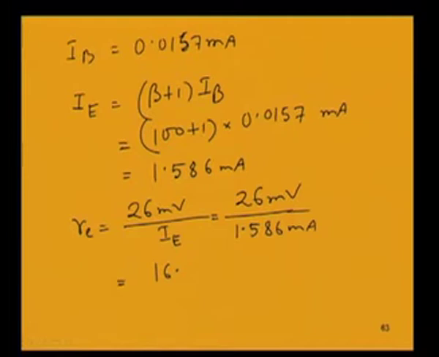and that is equal to 16.39 ohm, because this order is millivolt by milliampere. So, it will be in ohm. So, 16.39 ohm is small r small e.